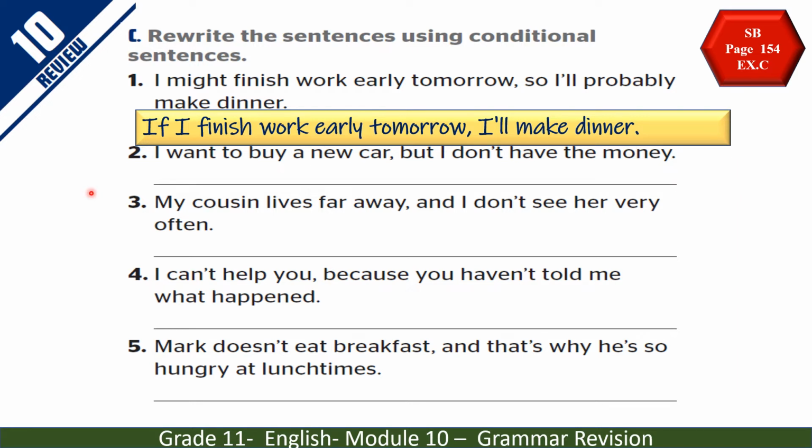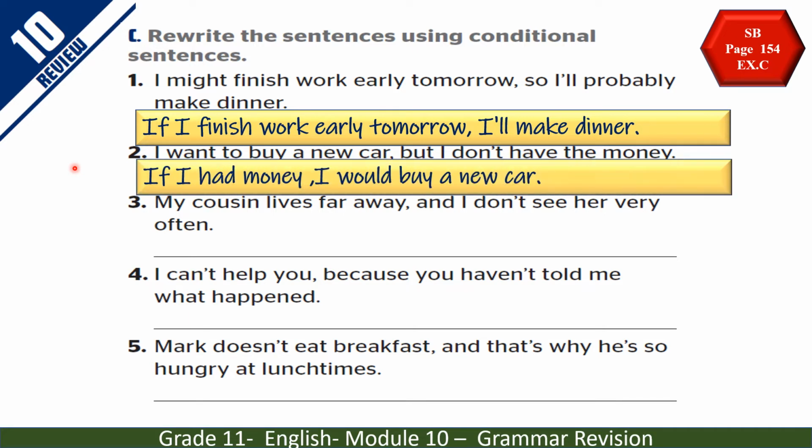Number 2, the two verbs here, won't, don't have, are in the present. If the verbs are in the present, which conditional do we use? Which type? 1 or 2? Excellent. It's conditional 2. So the answer is, if I had money, I would buy a new car.